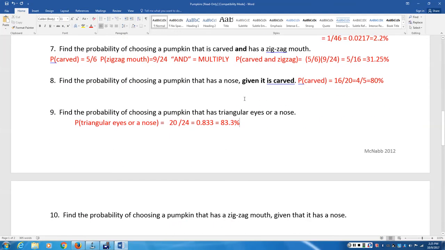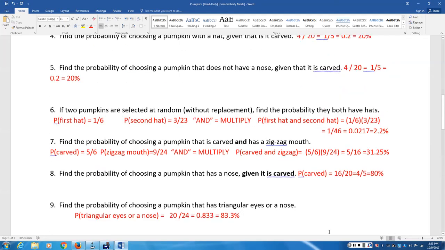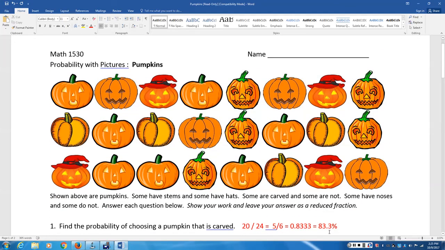Let's go back and look at the way it's worded. It has triangular eyes or a nose. Now my brain tells me when I count that, oh, that's easy. Go count all the ones that have triangular eyes, then count all the ones that have noses, and add those together. But what's the problem with doing that? Doesn't "or" mean that it has both? Then you're calculating something that has both instead of either/or. No, it's either/or, but here's the problem.